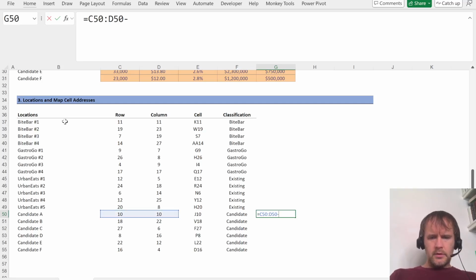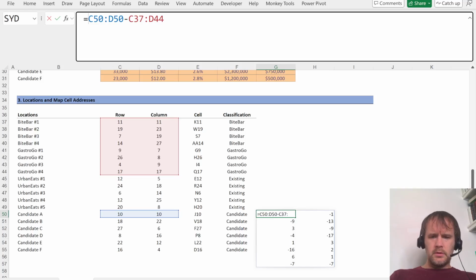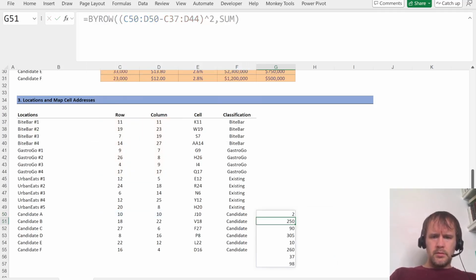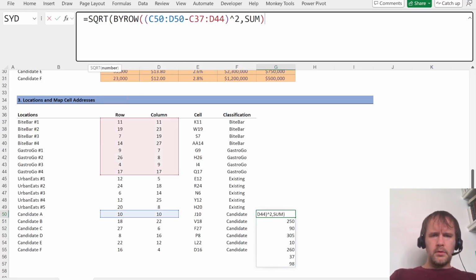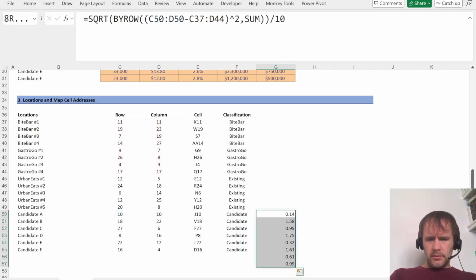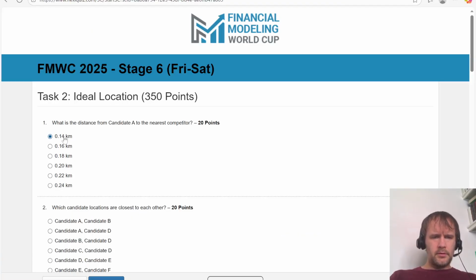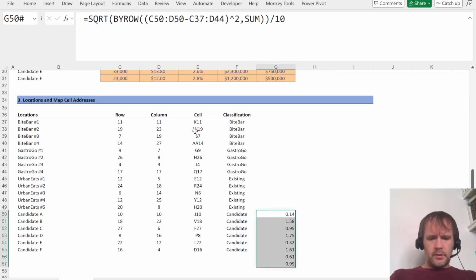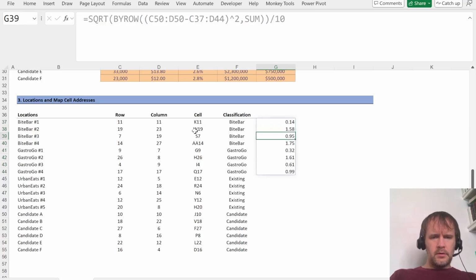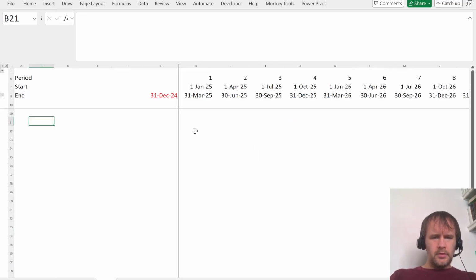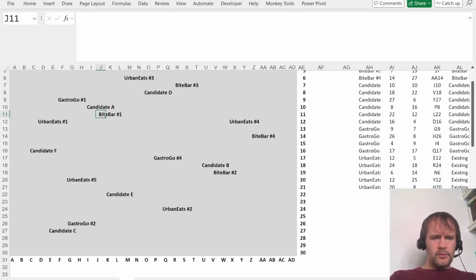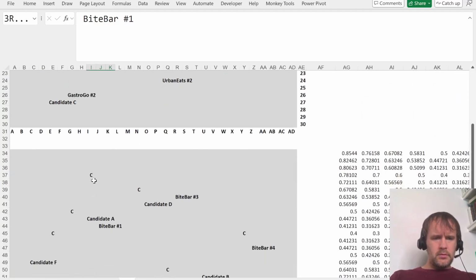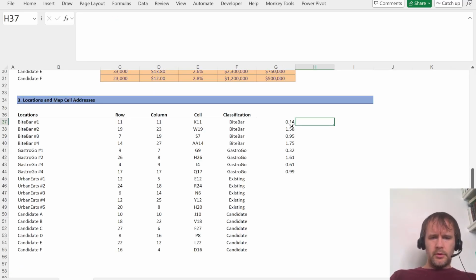So candidate A minus all of the competitors. Squared by row sum, SQRT over 10, and the minimum of those is 0.14. Why on earth is that not agreeing with what I had before? I don't know. I'm a little concerned about it. But anyway, do these not agree with the map? Let's see, which one is 0.14 to byte bar 1? Which is, what? Okay. Oh, alright, because I changed the wrong one, that's fine. Fine, never mind. Just move on.